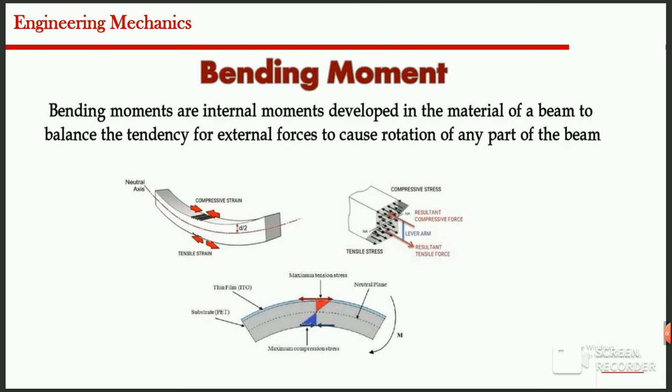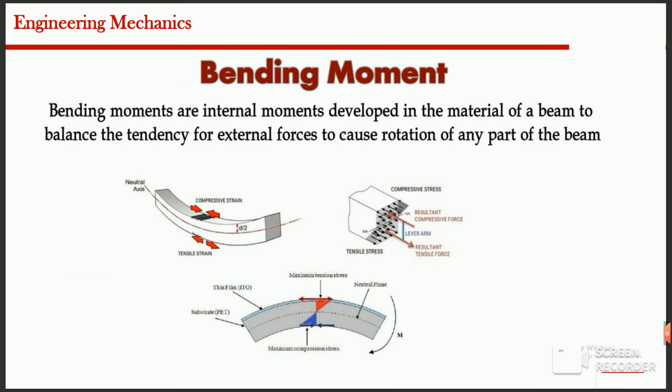Now let us move to the second important concept, which is the bending moment. When loads act on a beam, they not only create vertical forces but also produce a turning effect. This turning effect tends to bend the beam. The bending moment at any section is defined as the algebraic sum of the moments of all the forces acting either to the left or to the right of that section.